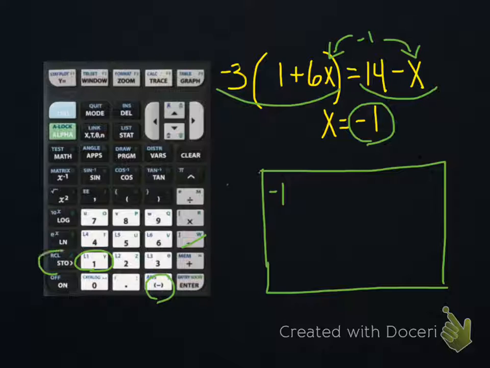Then you hit this store key. Negative 1 store. It gives you an arrow. Negative 1 store x. Where the heck is the x key? The x key I like to use is right here. It's the X,T,theta,n key. When you press it and you haven't pressed any of the other functions, it's just going to type an x. It's a shortcut key. Press that, and if you're not doing anything else, it'll just type an x for you. Easy breezy. So let's review one more time. You will type.